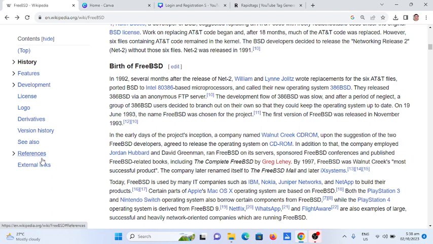On 19 June 1993, the name FreeBSD was chosen for the project. The first version of FreeBSD was released in November 1993.